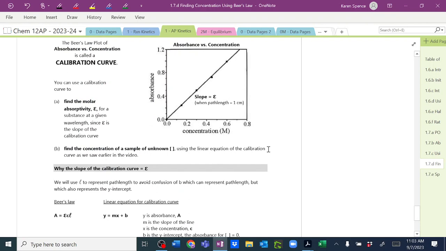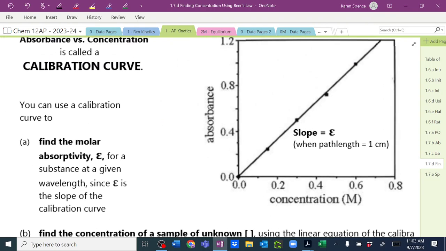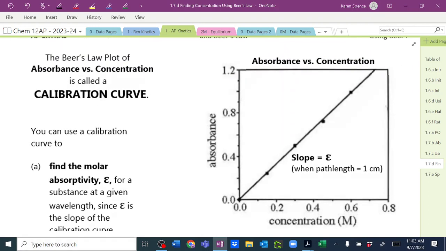Okay, so here is our calibration curve. And you can use it to do a couple of things. You can use it like we did before, where you say, I have an unknown with an absorbance of 0.8, and you can read down and say that's going to be a concentration of about 0.42 molar.